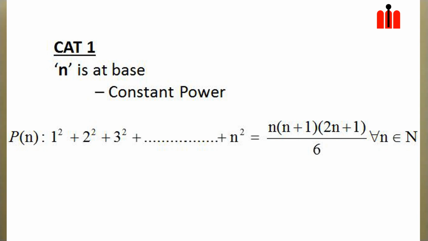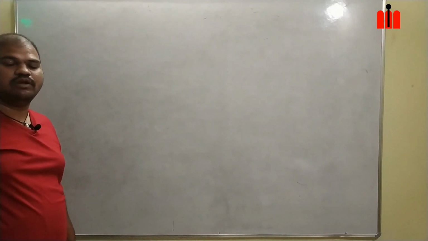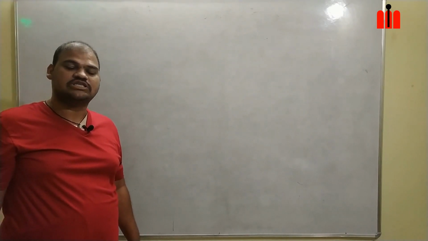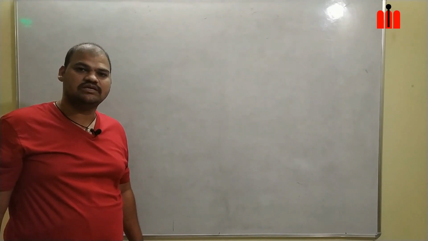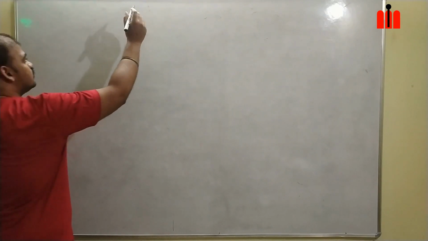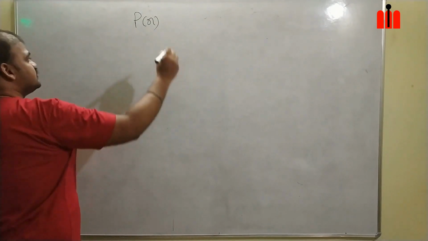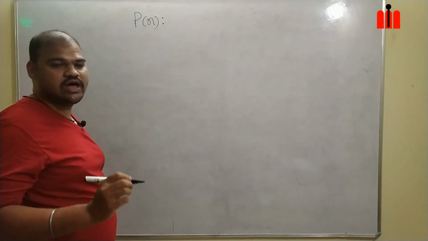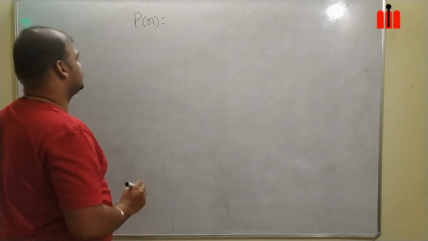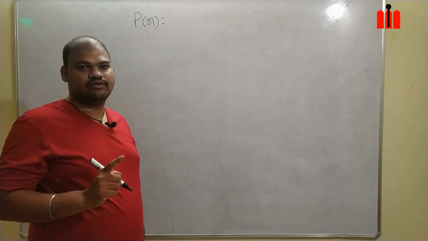Okay, now let us discuss first the constant power problem. For the constant power problem, I will use a statement: the sum of the squares of the first n natural numbers is n into n plus 1 into 2n plus 1 by 6. How is my mathematical statement represented? It is represented by P of n. Now this P of n is the sum of the squares of the first n natural numbers. I told you natural numbers start from 1. So from 1 to n, how to write the sum of the squares?